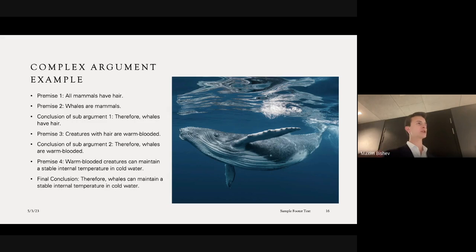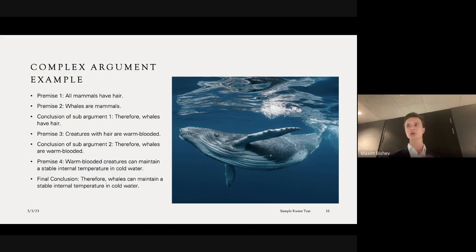Now this conclusion actually functions as a premise in the next argument. So we know that whales have hair from the preceding argument. Then we say all creatures with hair are warm-blooded. So then we know that whales are warm-blooded. And then that's a conclusion which serves as a premise to the next argument. If whales are warm-blooded and warm-blooded creatures can maintain a stable internal temperature in cold water, then whales can maintain that stable internal temperature in cold water, right? So you can just keep going and going, and this is just the whole idea of a complex argument.